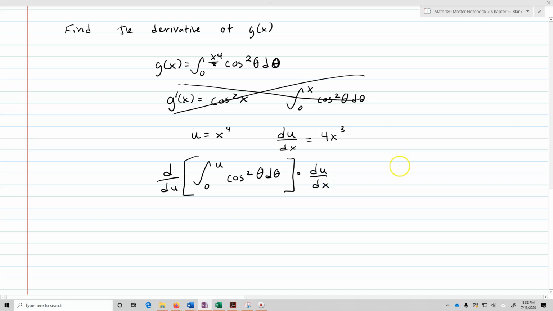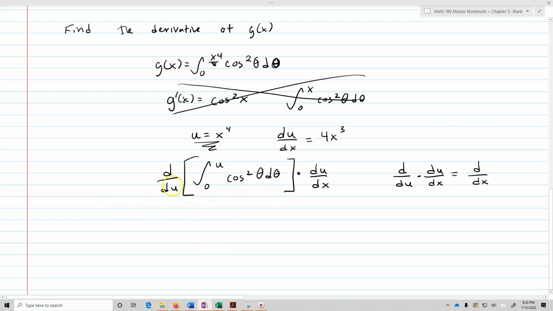Okay? So d du, and we're going to have to multiply that by du dx. The reason why we do that is that d du times du dx is just going to give us d dx. So it's going to be that derivative. But what it'll do is help us to account for this u equals x to the fourth. It'll help us to account for the chain rule. Okay? So now I'm going to take that derivative.